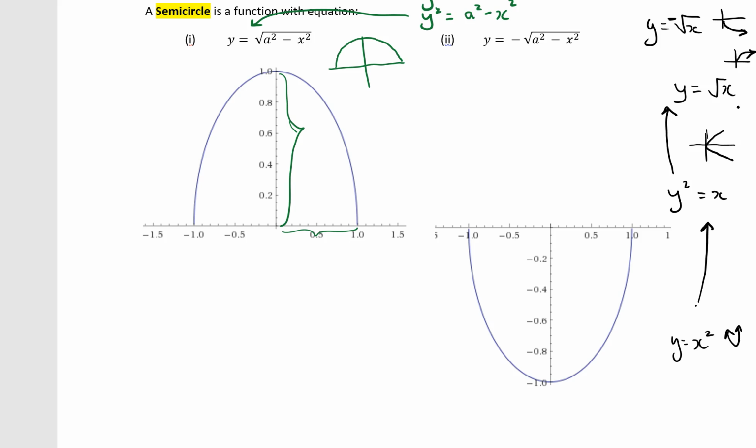I'll pause the video there and then make another video on circles where the centre is not the origin.